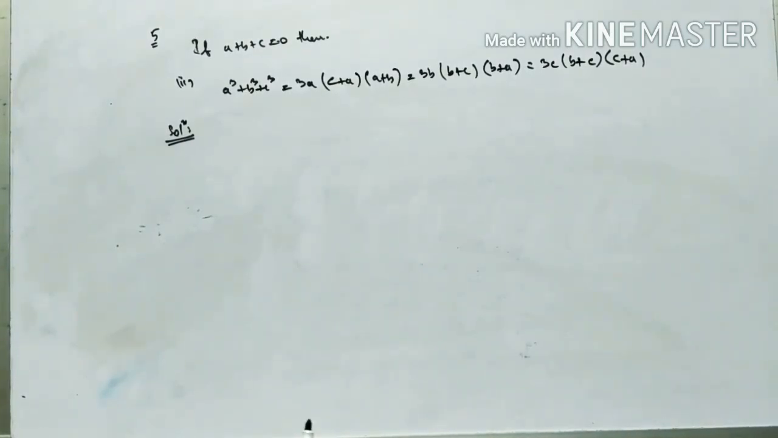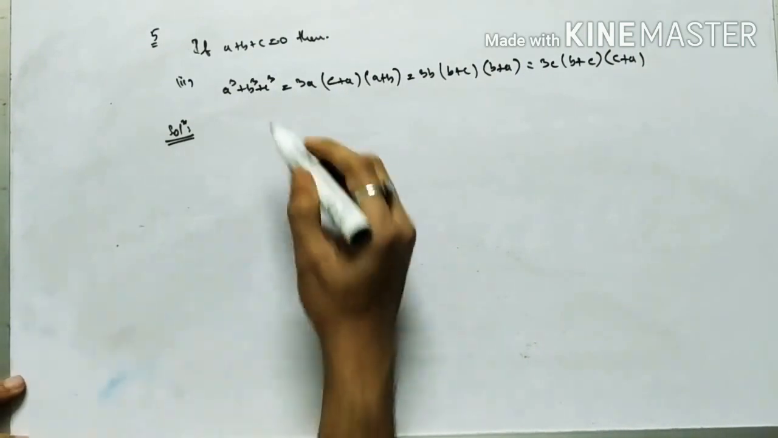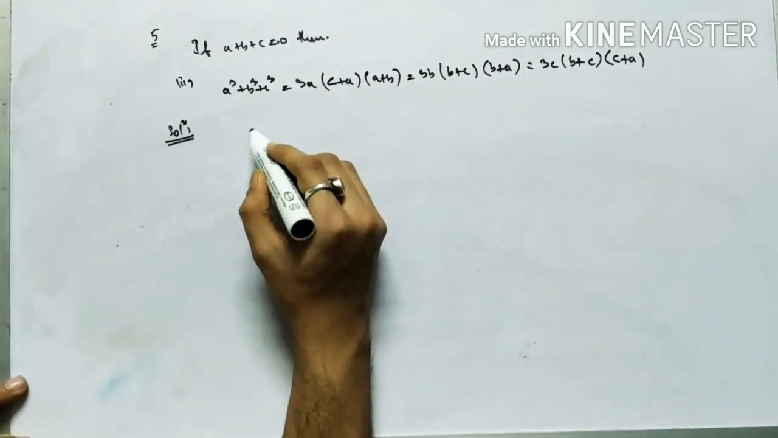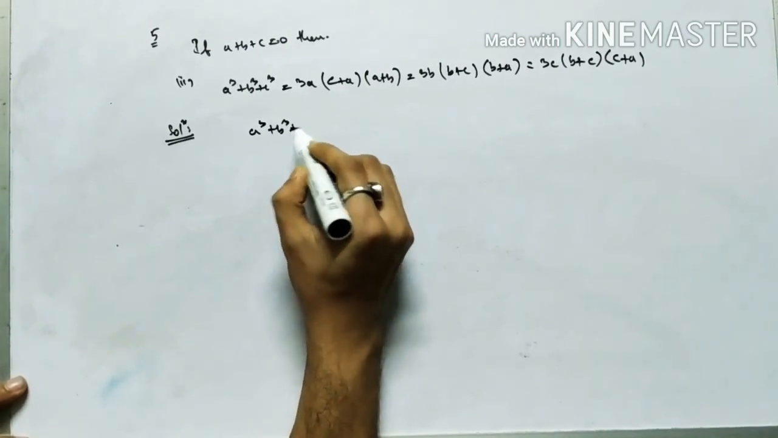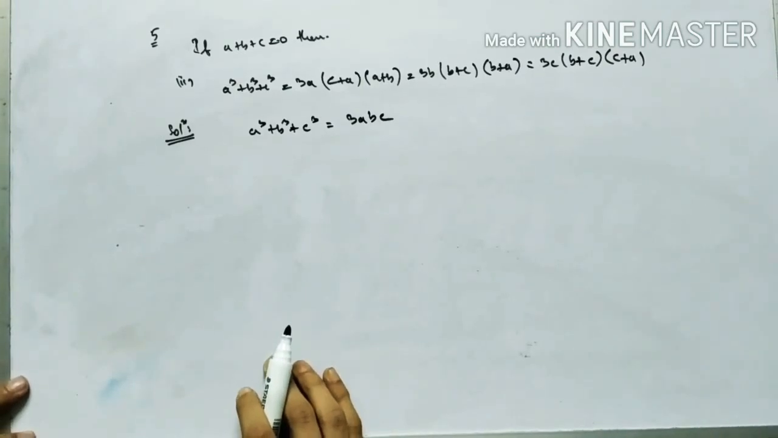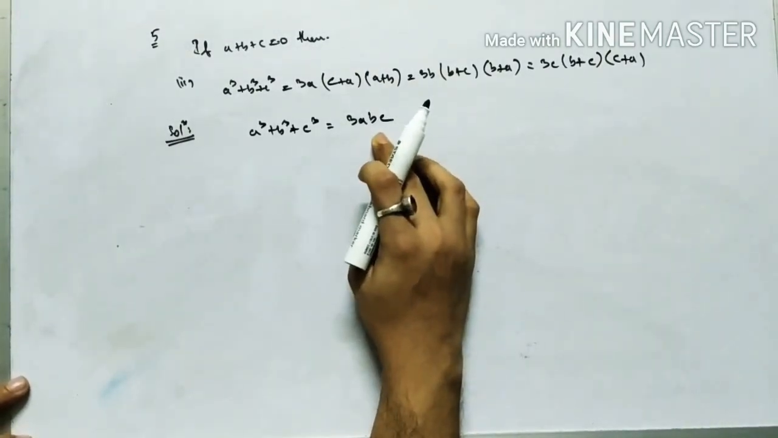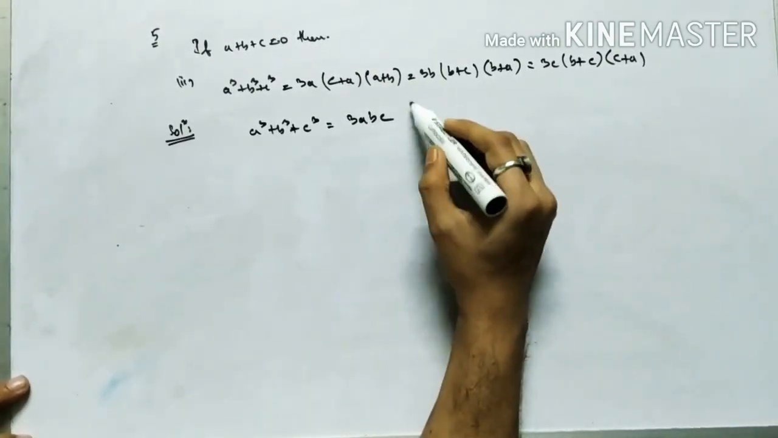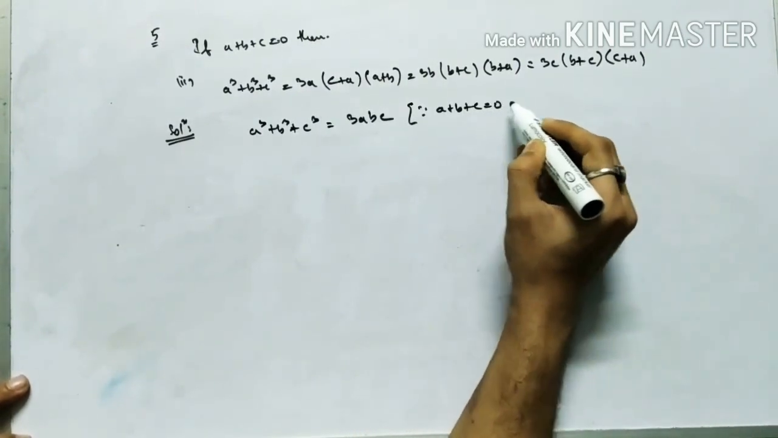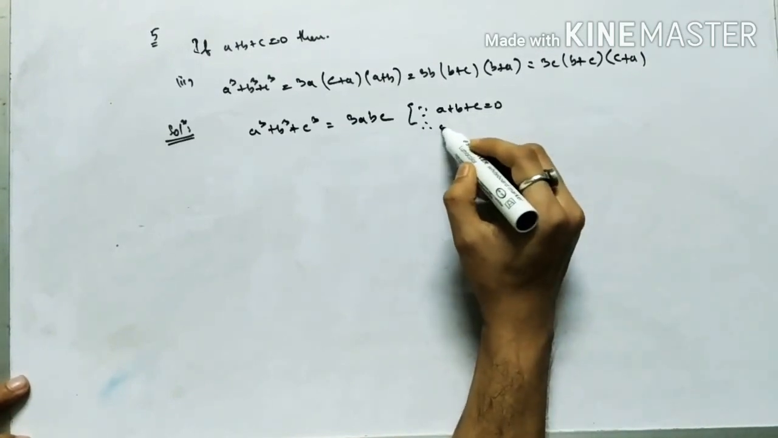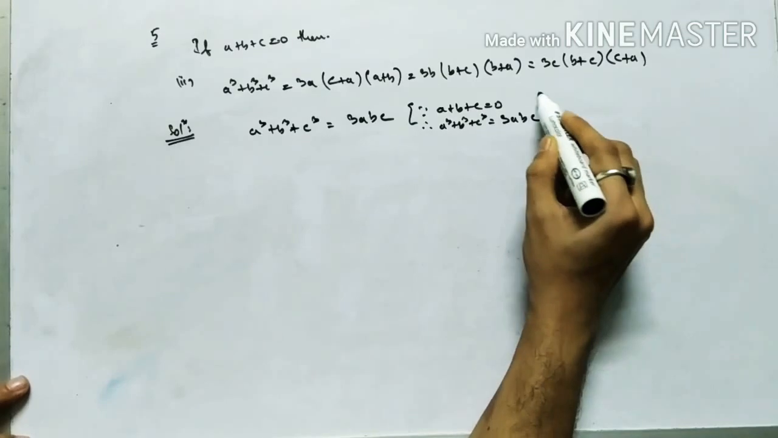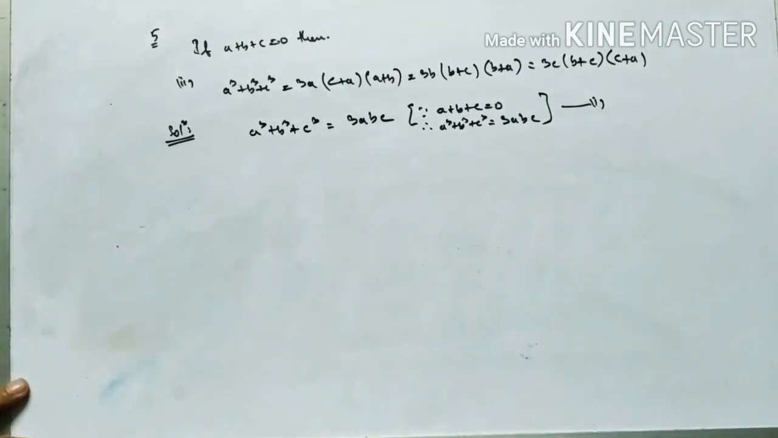This is equals to solution. So in here you see, first of all I will take this one. A cube plus B cube plus C cube is equals to 3ABC. Since A plus B plus C is equals to 0, so therefore I can say that A cube plus B cube plus C cube is equals to 3ABC, and this is our equation number 1.